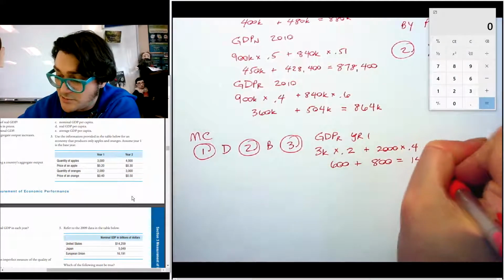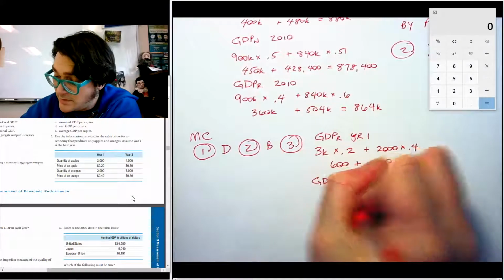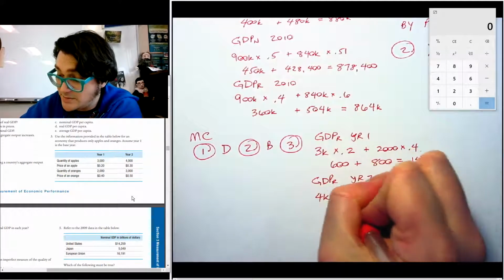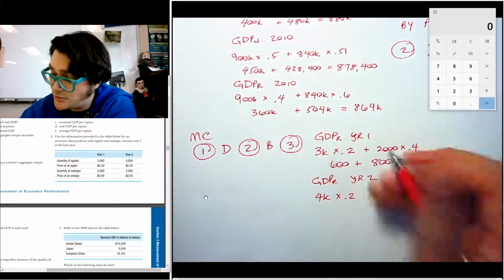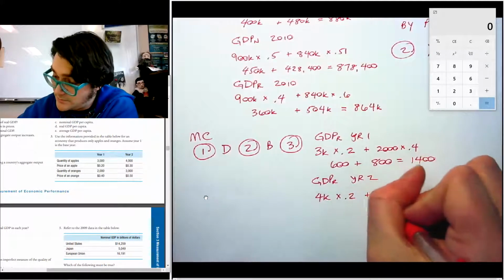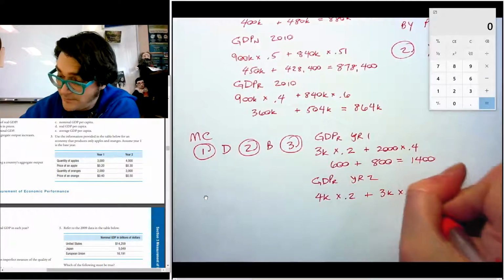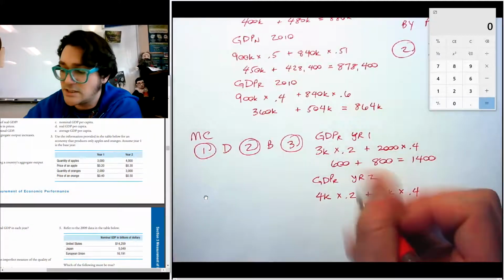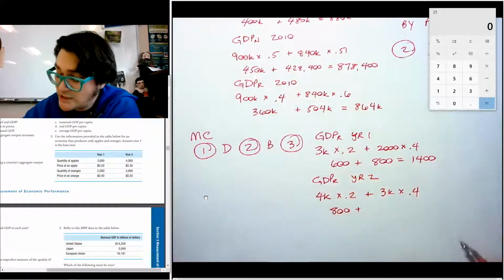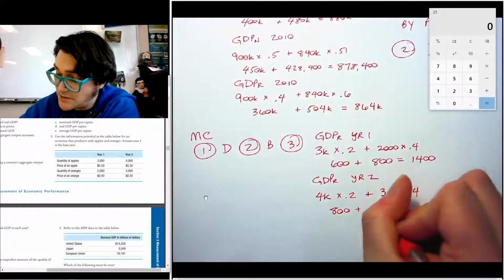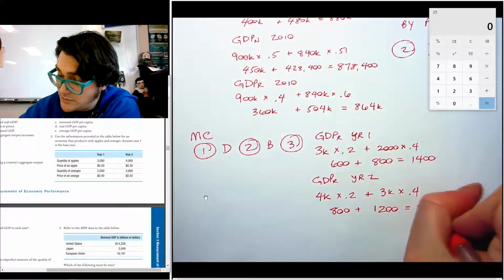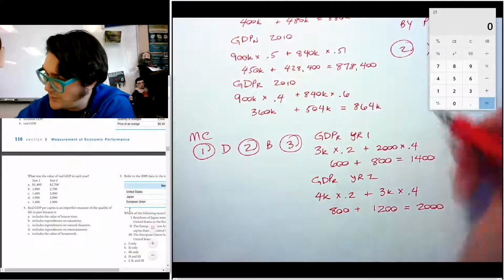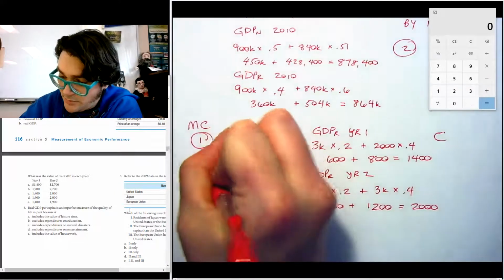So that's 1,400. And now we need GDPR in year 2. That's using year 2's quantities, 4,000 times the original year's prices, so times 0.2, plus 3,000 times 0.4. Again, I'm using year 1's prices. So 1/5 of 4,000 is 800. Fractions, kids. And then 2/5 of 3,000 is 1,200, which equals 2,000. So 1,400 and 2,000 is C. There you go, C. Number 4.